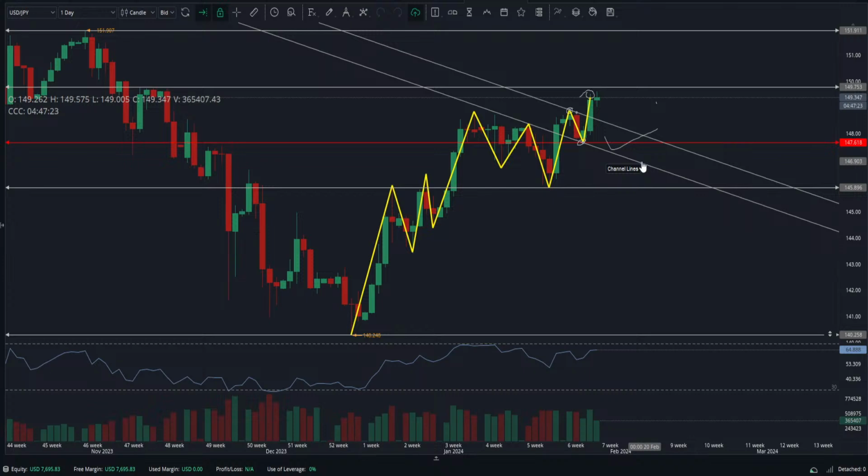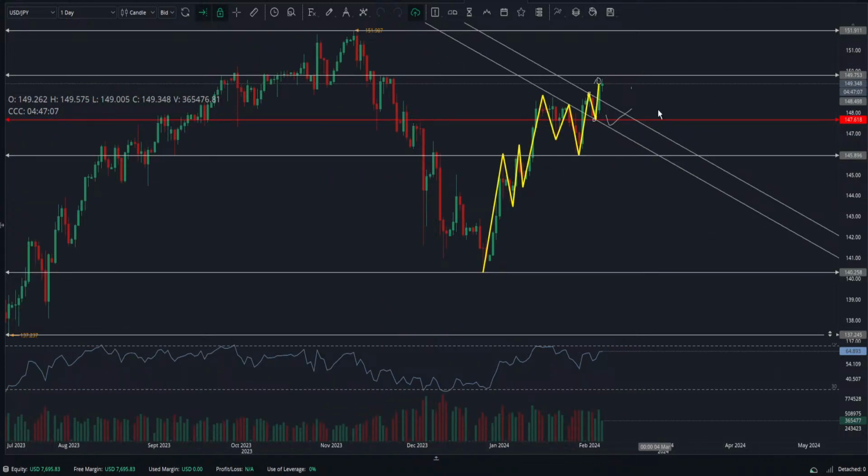There is a high probability that the price will break 149.75 to the upside and then immediately come down to sell off. This is what my anticipation is. Why? Because there's a lot of liquidity here, I think, and with that liquidity taken, the price can reverse. Resistance is 149.75, the support is 147.61 in USD JPY.